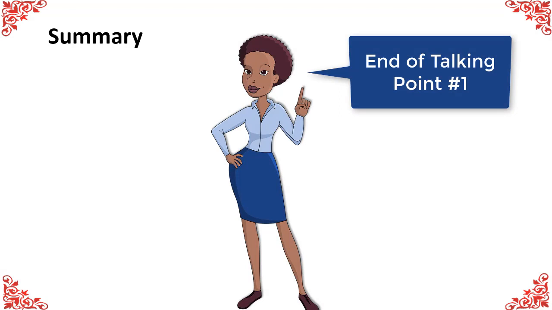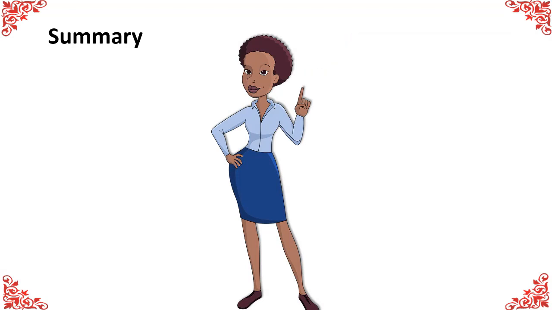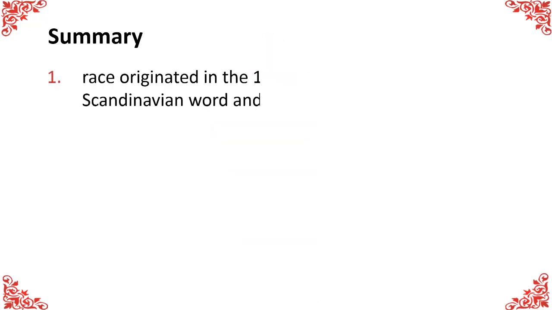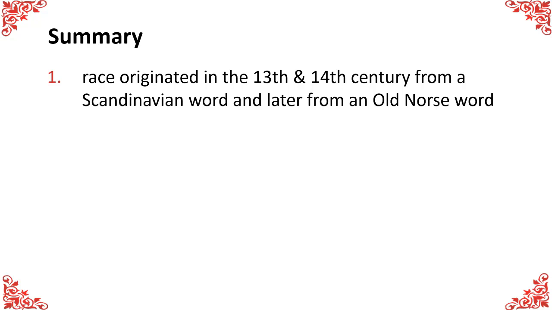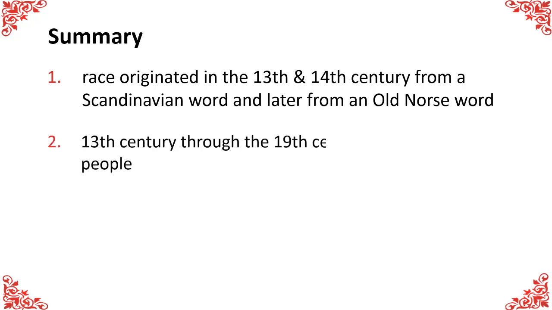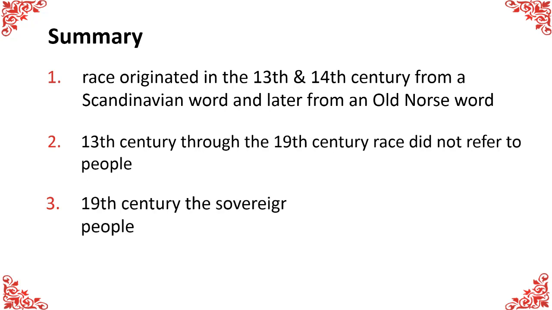To summarize, we learned that, one, the earlier usage of the English word race originated in the 13th and 14th century from a Scandinavian word and later from an Old Norse word. They are of the Germanic language family and were of an ancient melanated stock. Two, during the 13th century through the 19th century, race did not refer to people. Three, up until the 19th century, the sovereigns of Europe were melanated people.